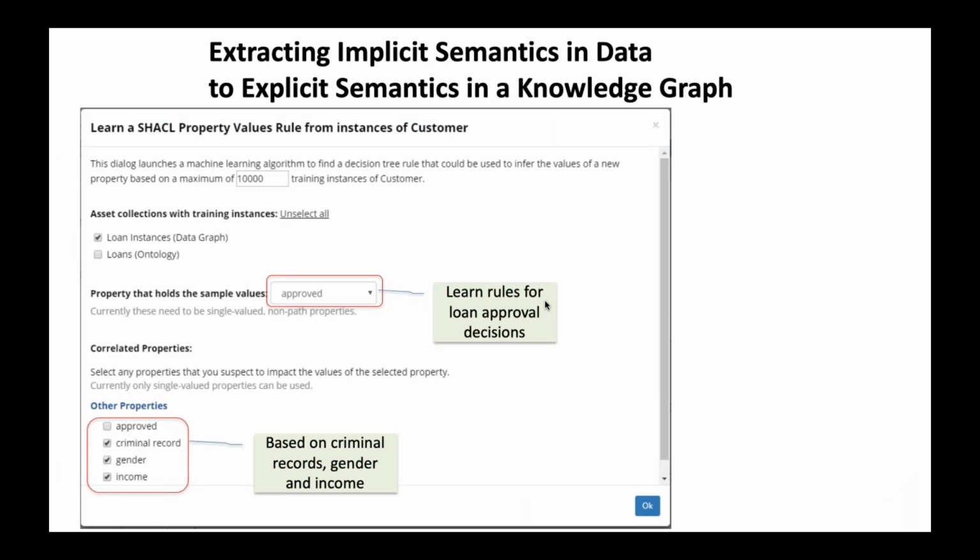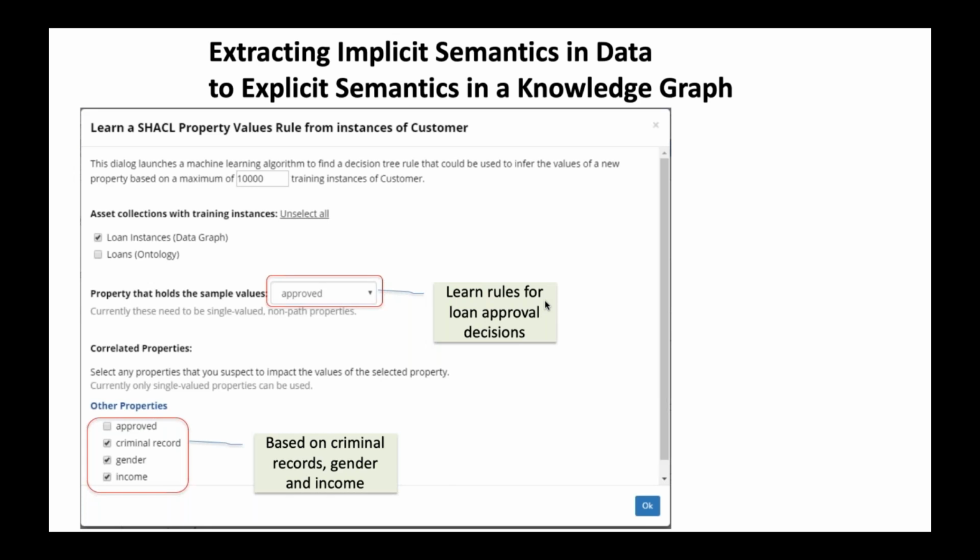So here's an example. Let's say you have some data about loans. You may have many different data sets about loans, and maybe you want to learn something from this data. So here immediately we see a concept of supervision or targeting the machine learning processing, because we are saying explicitly what we want to try to learn from this data. We want to learn something about rules for approval.